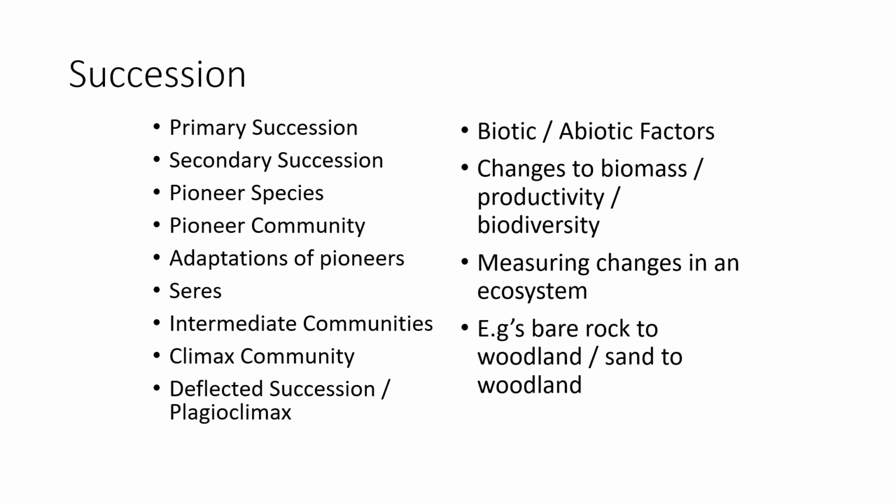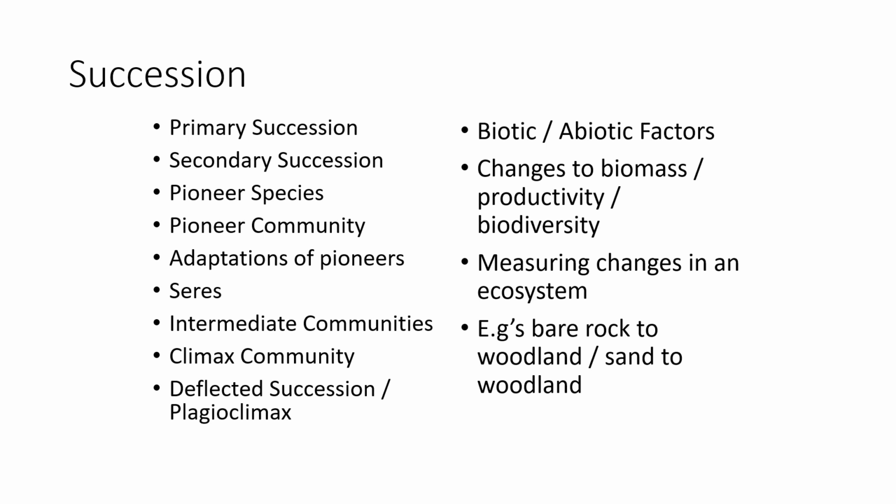Okay, we haven't really talked about measuring changes in an ecosystem. One of the slides did show some measurements that could be taken, things like amount of organic material in the soil, pH of the soil. This could be done by doing something like, for example, a transect through the area.